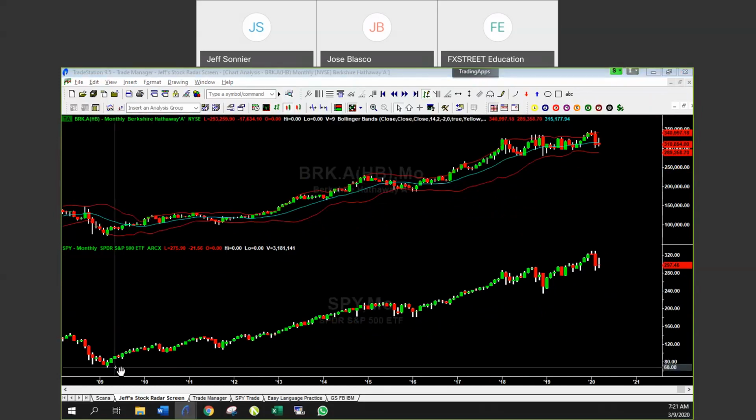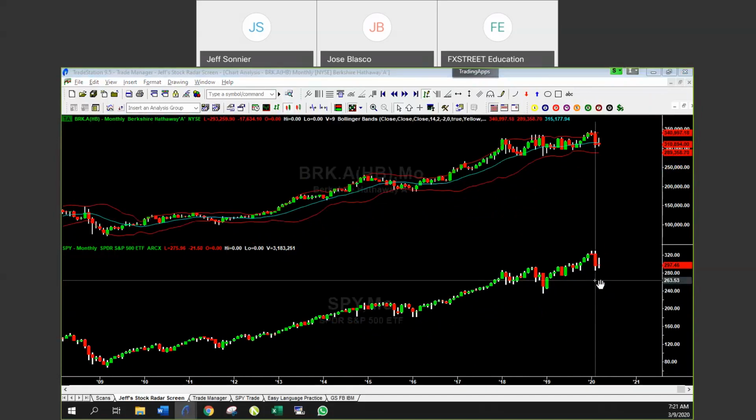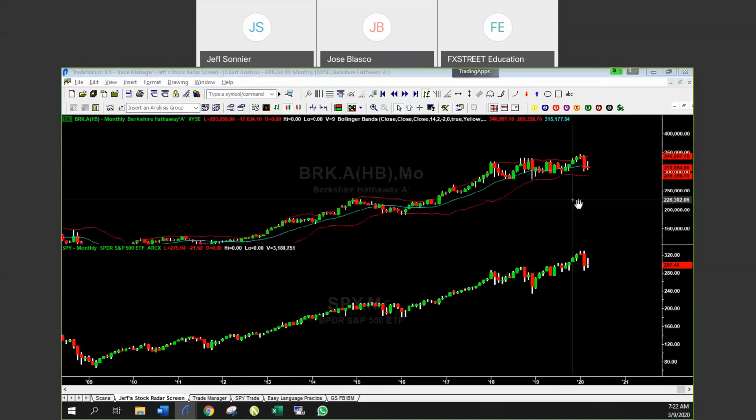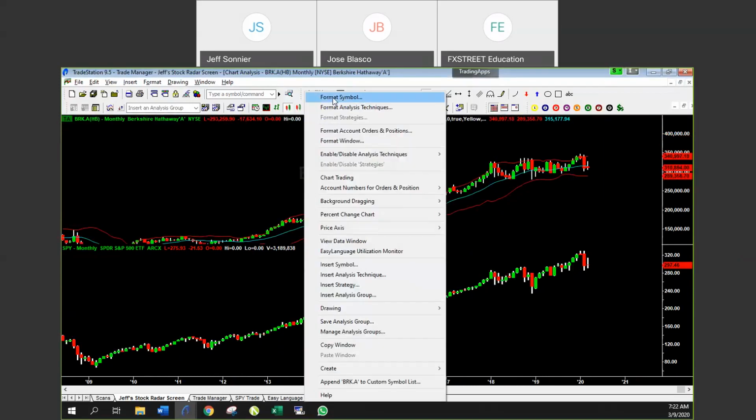It bottomed out in '09. So here's the bottom. And then you can see the pattern is pretty similar to what Berkshire Hathaway is doing. You saw the big drop right here, here, here, and you got the big drops correspondingly up here in Berkshire Hathaway. I can change this stock symbol right here to Apple.